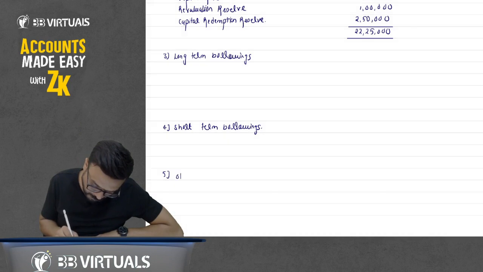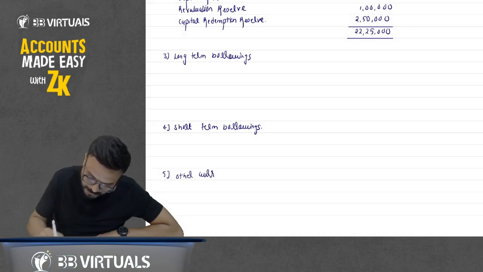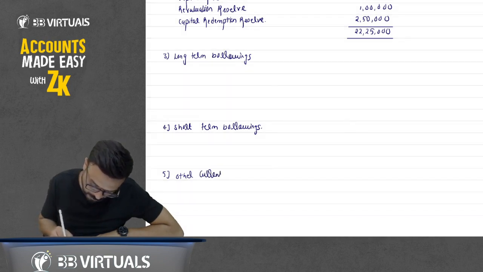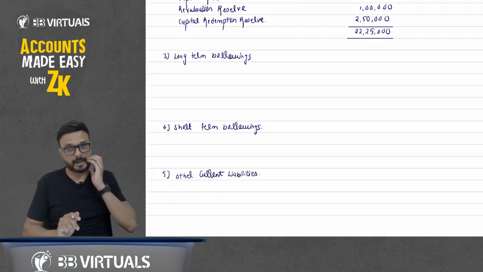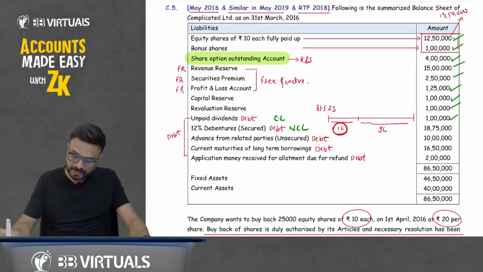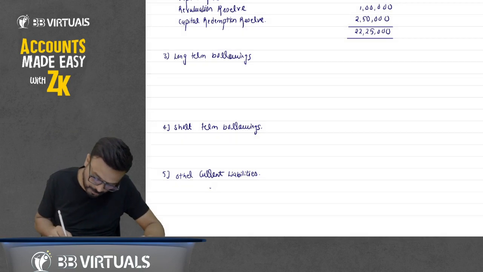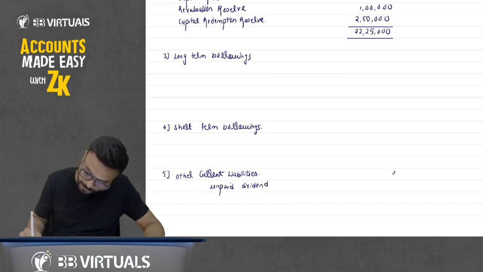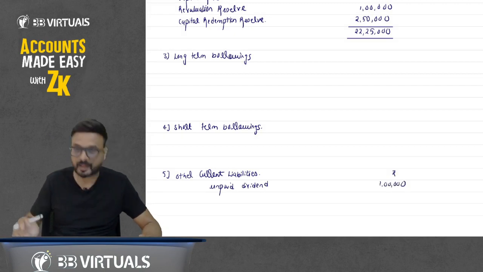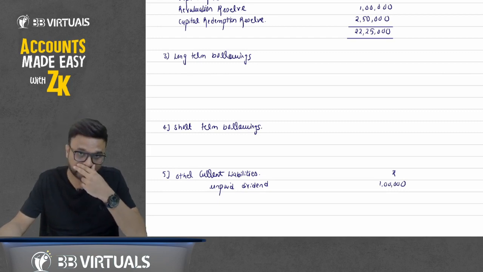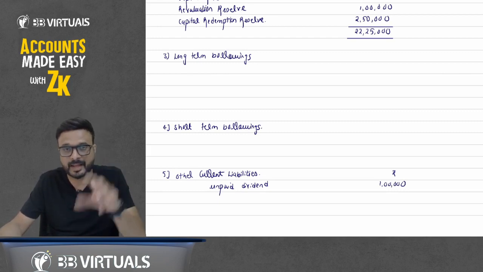Which is other current liabilities. Now one by one. We can see that the first item is unpaid dividend, which is other current liability. It's a current liability and comes under the heading other current liability, that is 1 lakh. So write down here unpaid dividend, which is 1 lakh rupees.